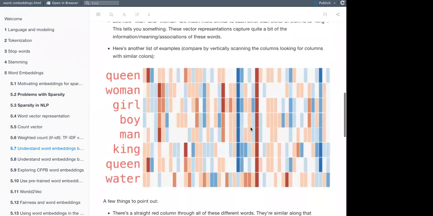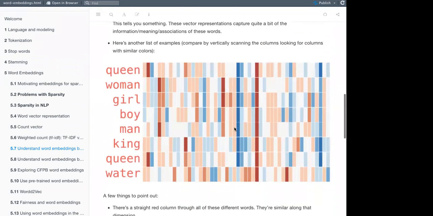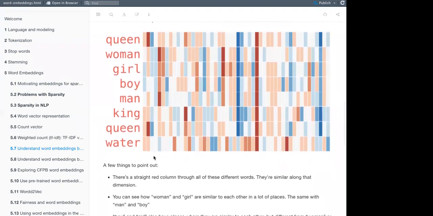Here is another representation of the embeddings, represented as pictures. You can see queen, woman, girl, boy. You can see in some dimension, for example here, they have the same thing. So this is telling us that there is some kind of similarity in this dimension of the vector. One thing to note is there is a straight red column throughout these different words. Why? Because these are queen, woman, girl, boy. There is some kind of similarity.